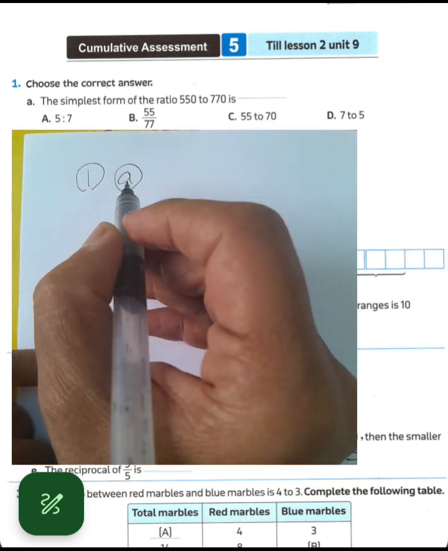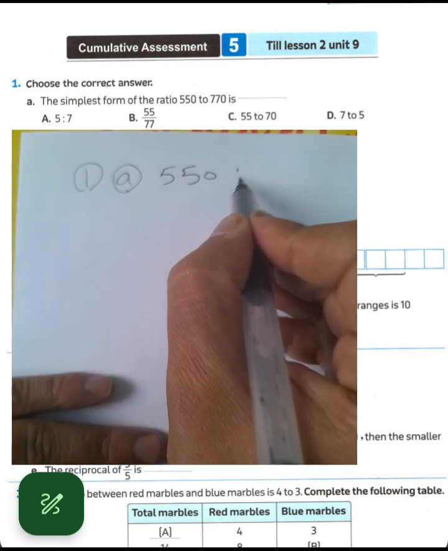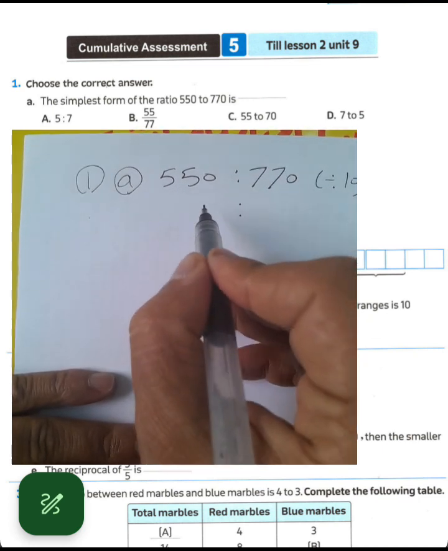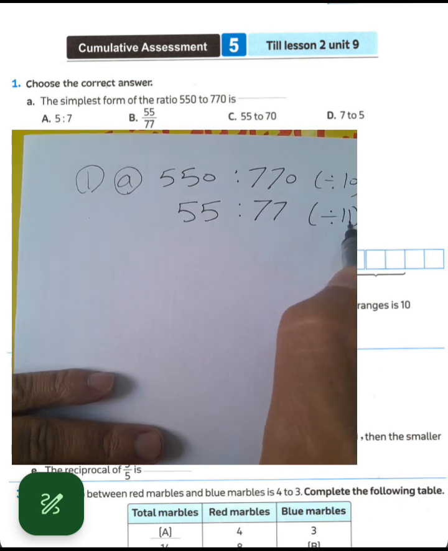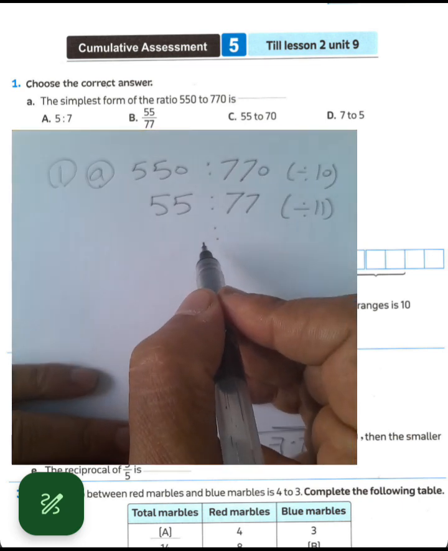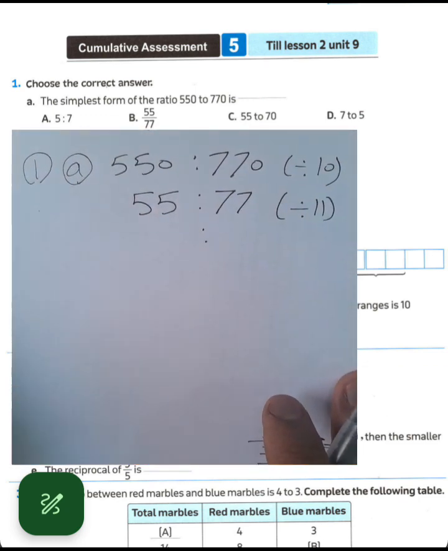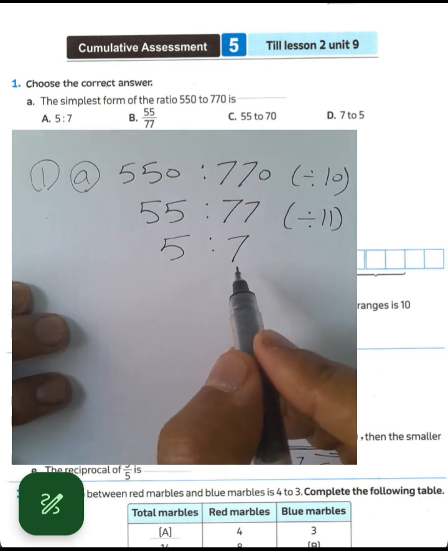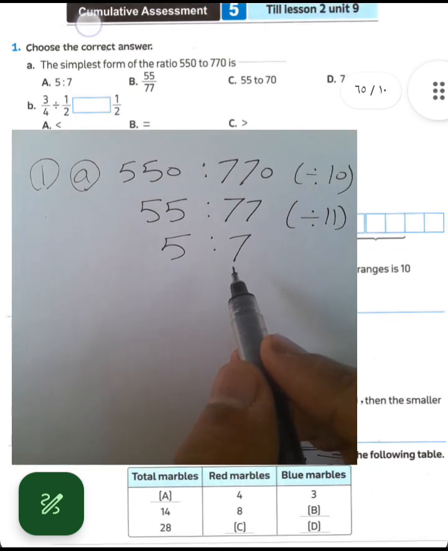We have 550 to 770. First step, we must divide by 10. The result will be 55 and 77. Next step, divide by 11, the highest common factor between the two numbers. 55 divided by 11 is 5, and 77 divided by 11 equals 7. Then the ratio here will be 5 to 7. So choose letter A. Question letter B.